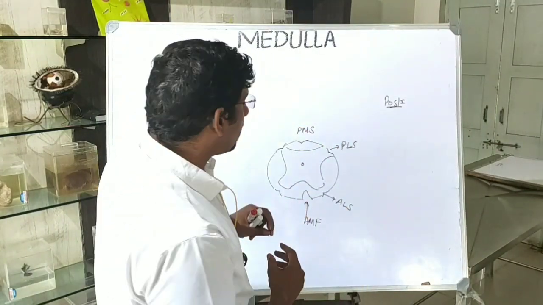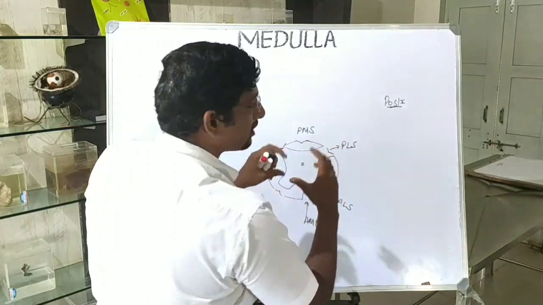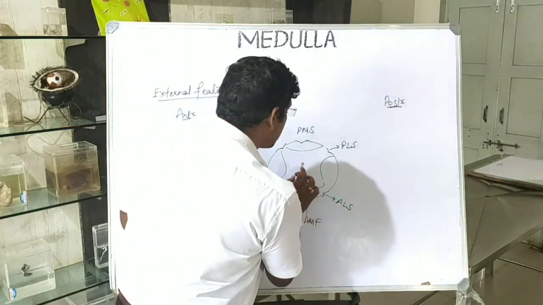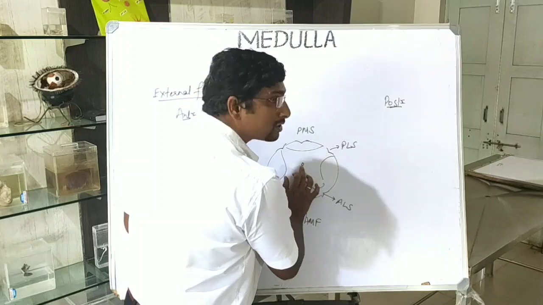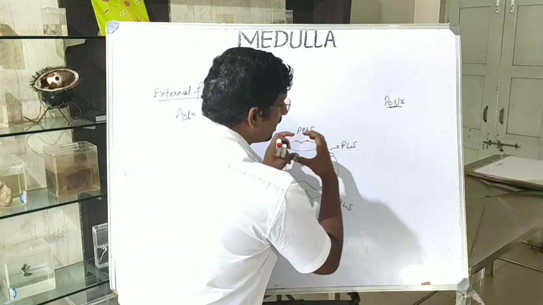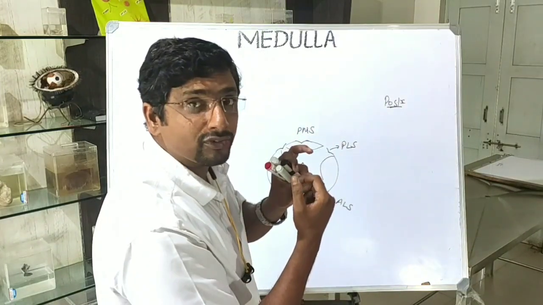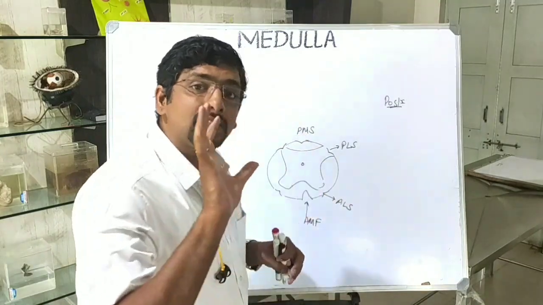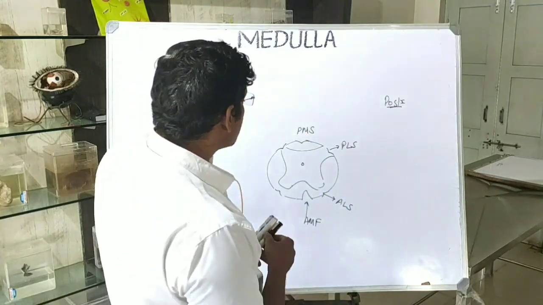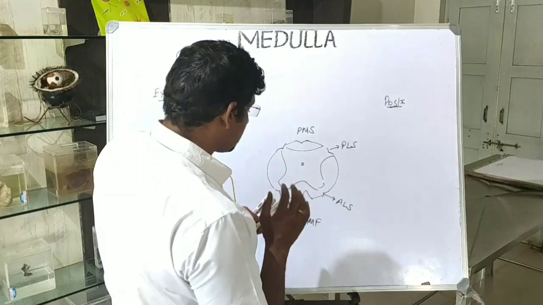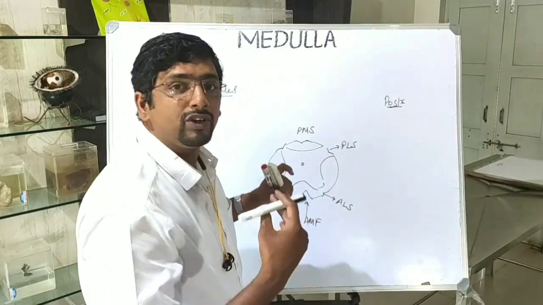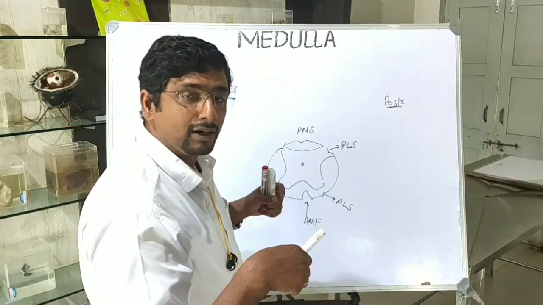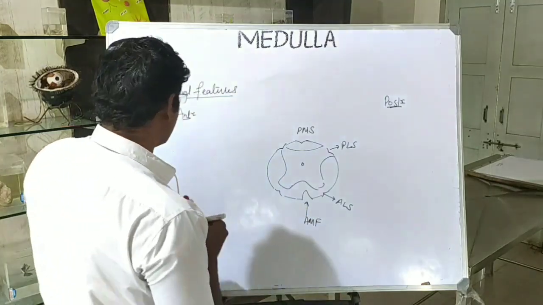the medulla oblongata, a little bit of diversion will be there, because the central canal of the spinal cord is going dorsally and it's going to get opened in the upper part of the medulla, but in the lower part it is still intact. Okay, so which parts of the spinal cord will become the parts of the medulla oblongata?